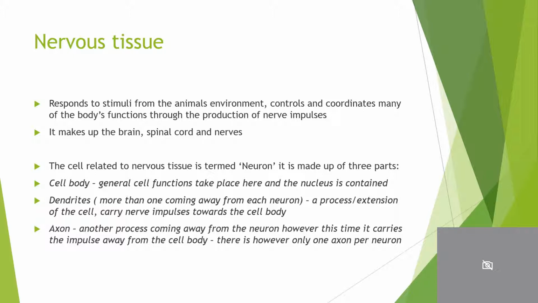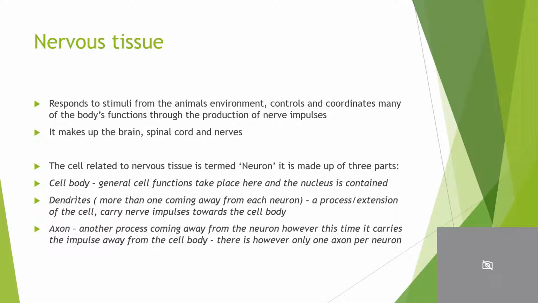Nervous tissue. It responds to stimuli from the animal's outside environment, and it controls and coordinates many of the body's functions through the production of nerve impulses. It makes up the brain, the spinal cord, and the nerves. The cell related to nervous tissue is termed a neuron, and it's made up of 3 parts. There is an image of this provided on the following slide.